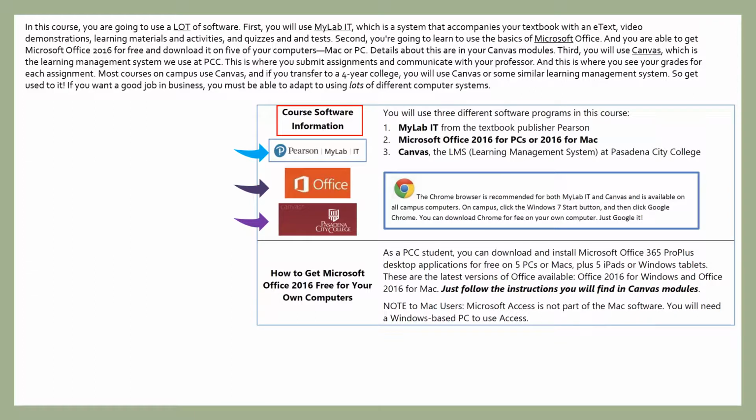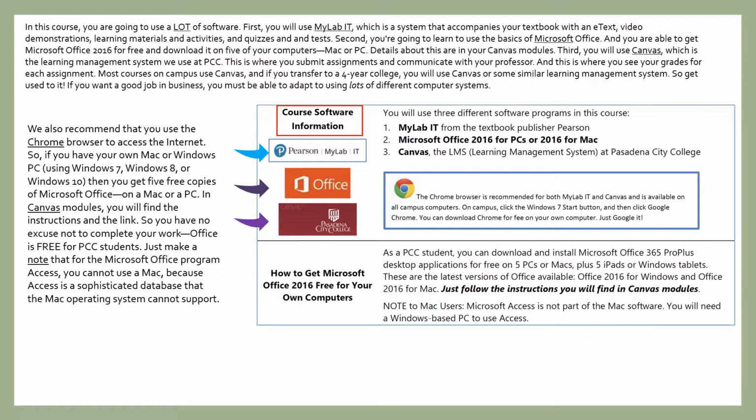Third, you will use Canvas, which is the learning management system we use at PCC. This is where you submit assignments and communicate with your professor. And this is where you see your grades for each assignment. Most courses on campus use Canvas, and if you transfer to a four-year college, you will use Canvas or some similar learning management system, so get used to it. If you want a good job in business, you must be able to adapt to using lots of different computer systems. We also recommend that you use the Chrome browser to access the internet.